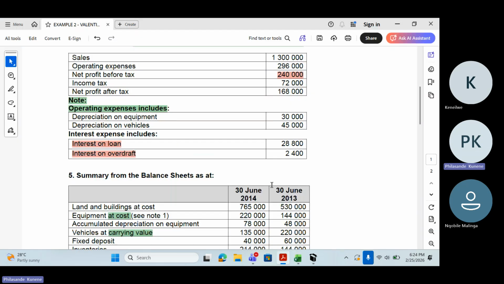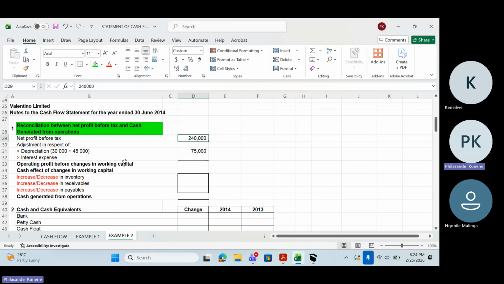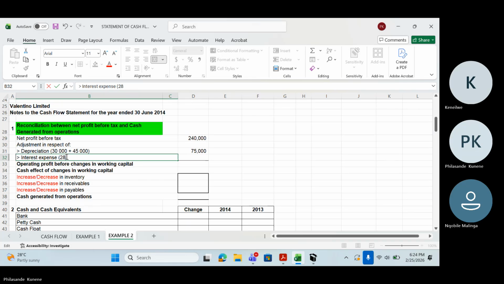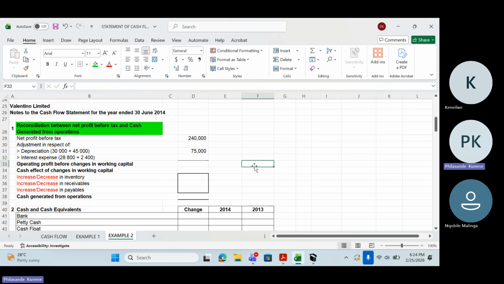So how much is it? We have 28,800 plus the 2,400. Okay, so these are the two amounts. So how much are we going to have here?